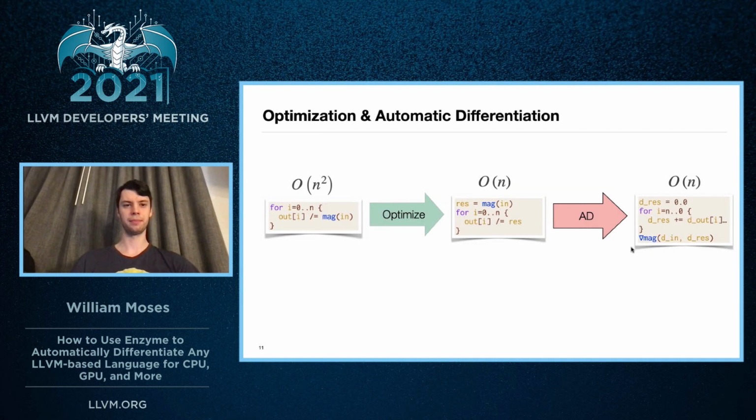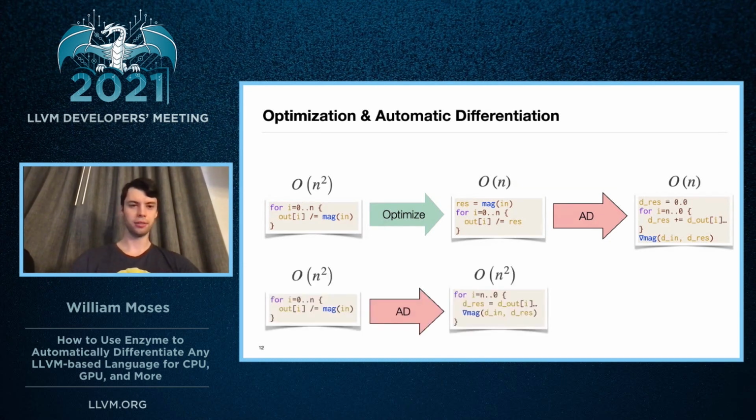and then the corresponding gradient magnitude call outside the loop is also running in O(n) time. But this ordering isn't the way that the traditional AD tools work. They first have to run AD again at the source level. So we have here magnitude without the optimization. We subsequently have the gradient magnitude call in the derivative now inside the loop, remaining at O(n) squared time.